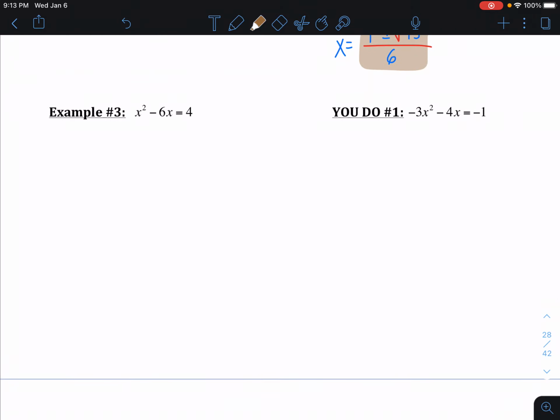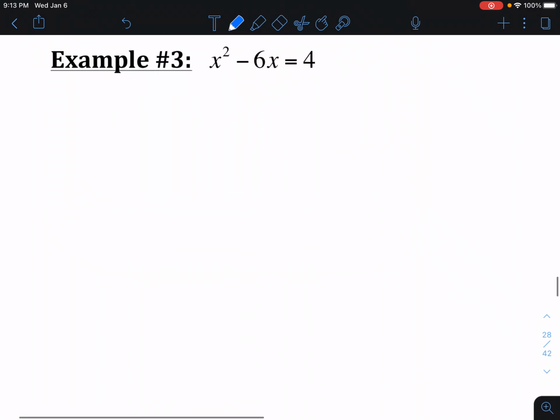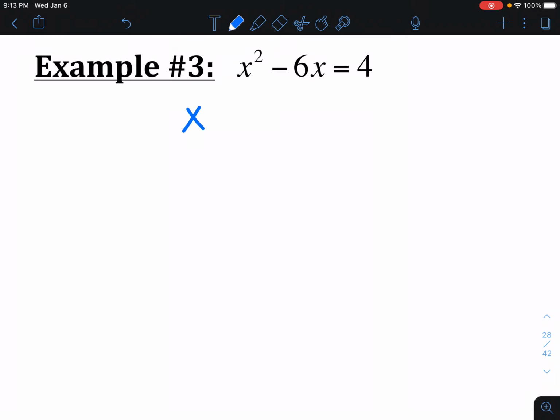Okay, let's try another one. Example 3. I notice right away this is not set equal to 0 like step 1 says. So I had to subtract 4. So the a in front of x squared is an invisible 1, b is -6, and c is -4.